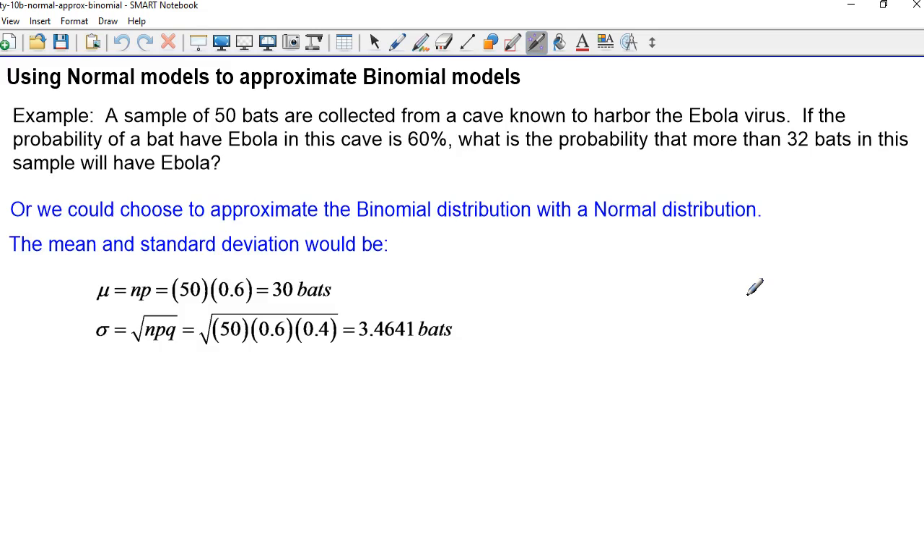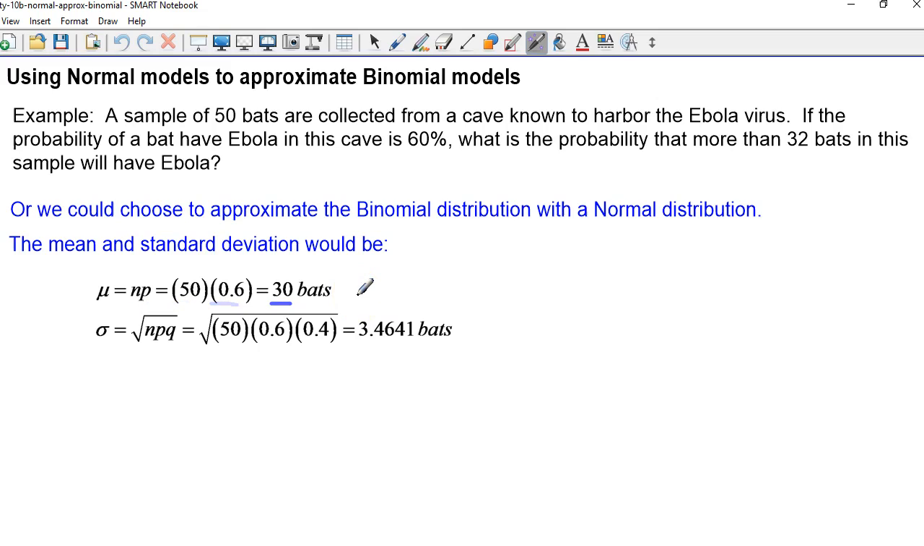But what we're saying is, if the sample size is large enough, and that would mean the number of successes and number of failures would have to be at least 10, then that means we would be able to approximate this with a normal distribution. So n times p is the number of successes. 50 times 60% is 30 bats, right? And that means the number of bats without Ebola would be the other 20 bats.